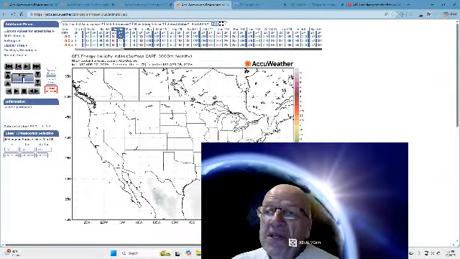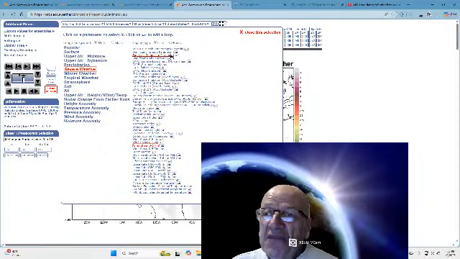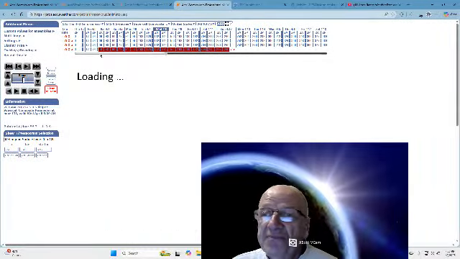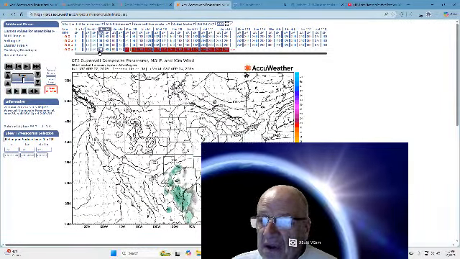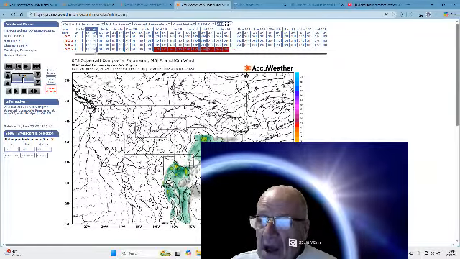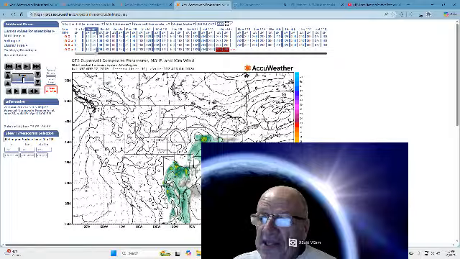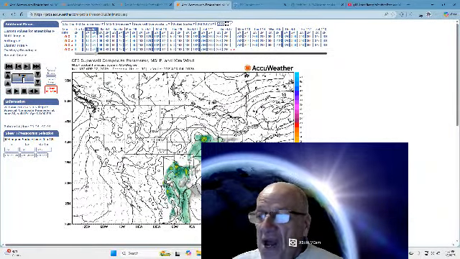One thing we could take a look at is the significant supercell composite parameter. All right, we'll look at that. So we have a lot of available energy for supercells here across most of Texas, and this extends into parts of the Mississippi Valley and the Midwest.